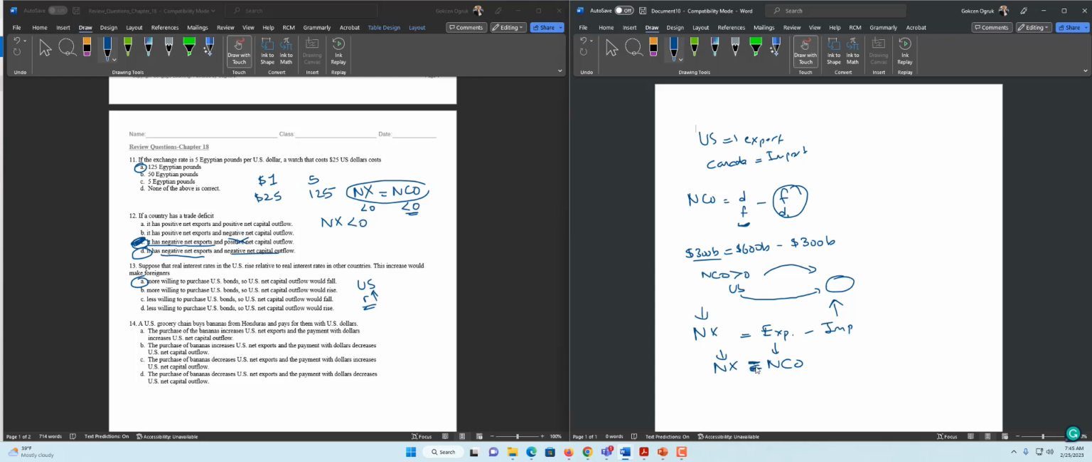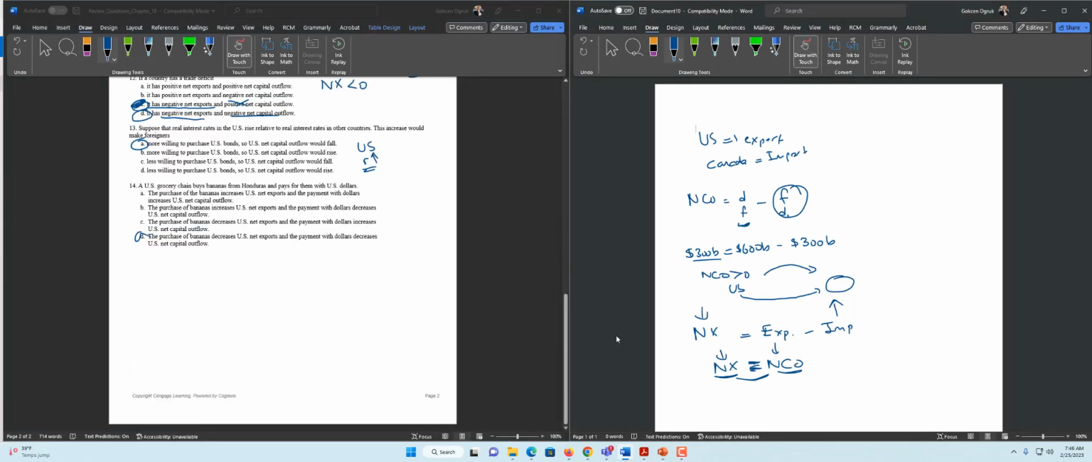Remember, regardless of what the question says, I know that this is an accounting identity. Therefore, if there is a decrease in NX, NCO should fall as well. So we need to find the right answer. The purchase of bananas decreases US net exports and the payment with dollars increases net capital outflow. This is not correct. The purchase of bananas decreases US net exports and the payment with dollars decreases US net capital outflow. So these are all the questions I have for today. Let me know if you have any questions.